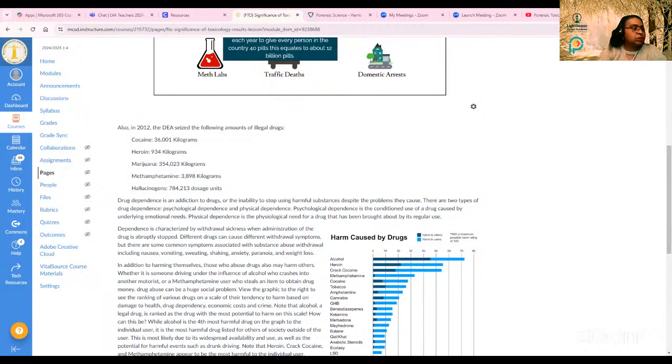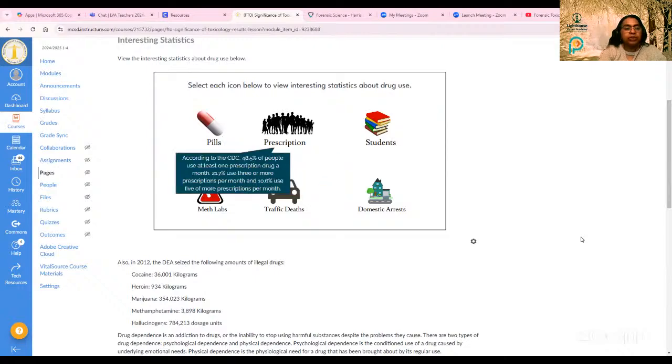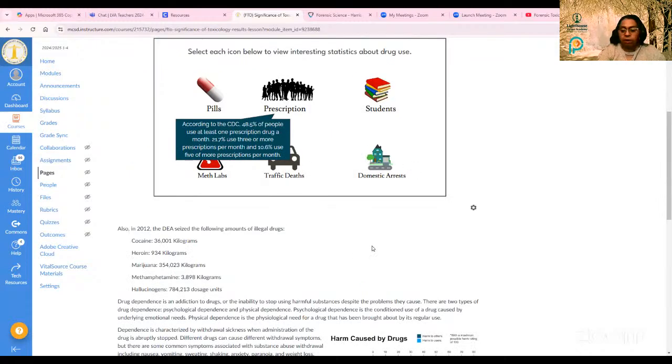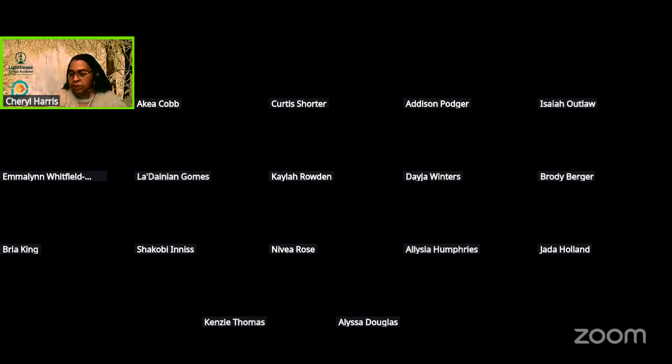I'll stop sharing so I can do attendance. But please do read on this second page with the significance of results. You want to click on each of the pictures so that you can read the statistics about drug use. All righty. So for the next 15 minutes, read those over, and then I'll jump back in.